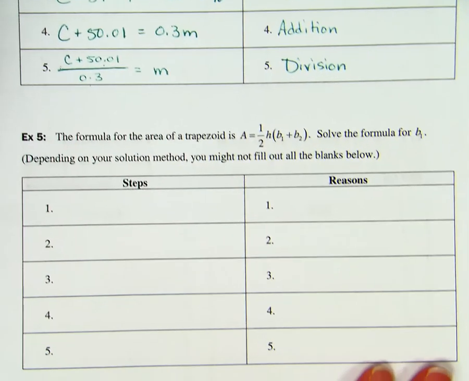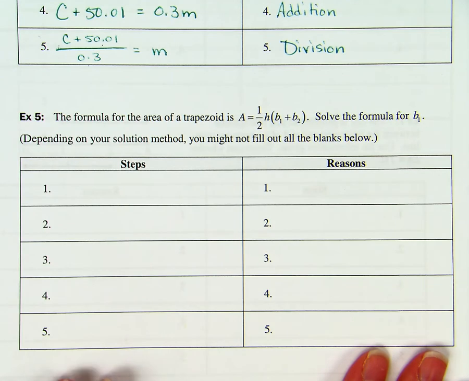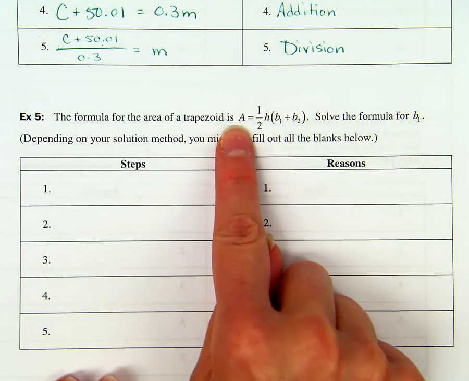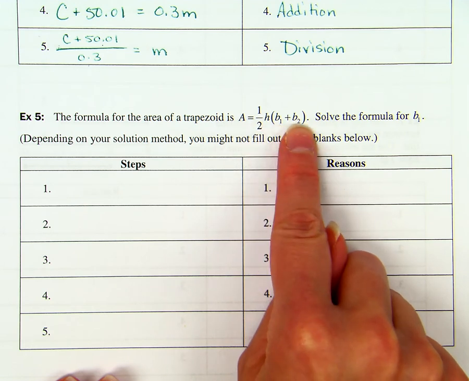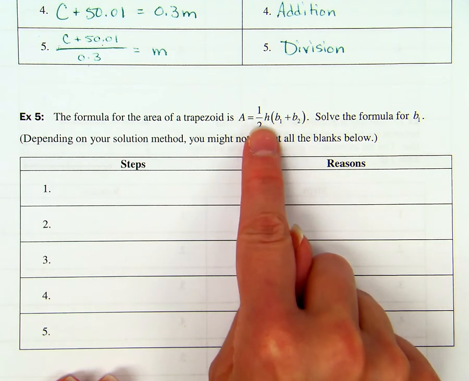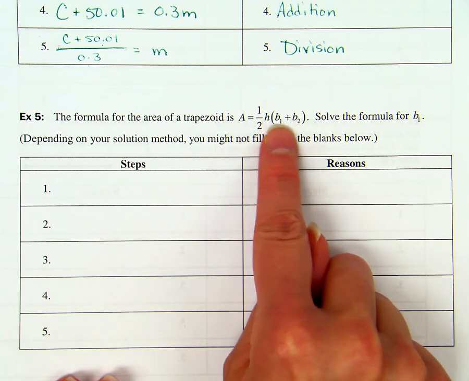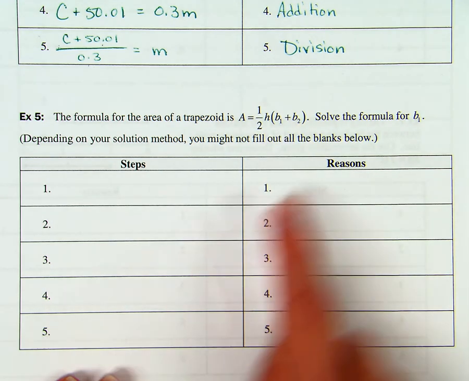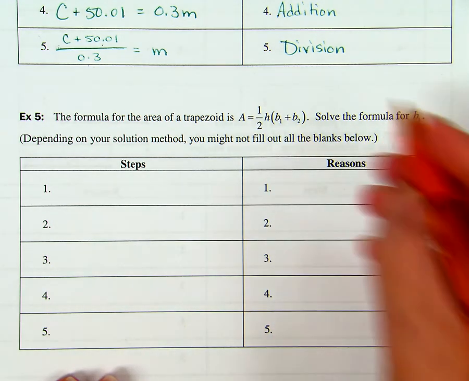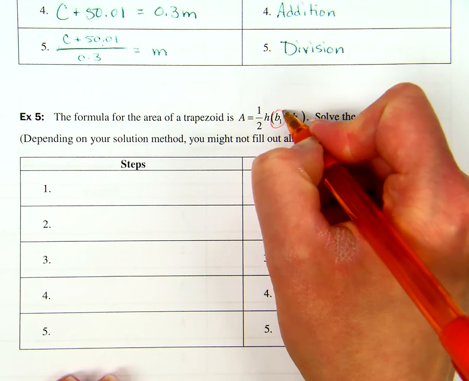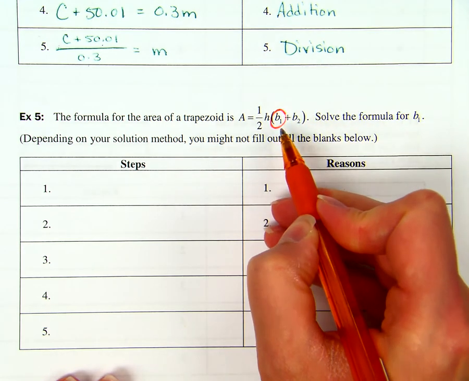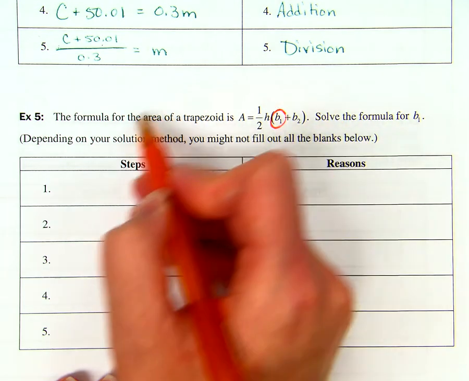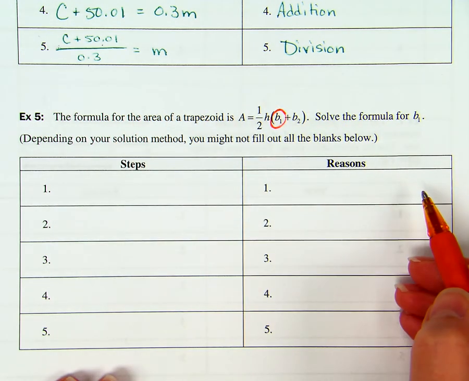Number 5. We have the formula for the area of a trapezoid. Area A equals 1/2 h times the quantity b1 plus b2, where h is our height and the b values are the bases. This time we want to solve the formula for b1. So we want to get this value by itself. We want to isolate this. We want to move everything else to the opposite side.